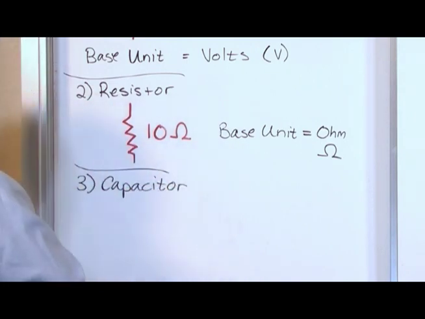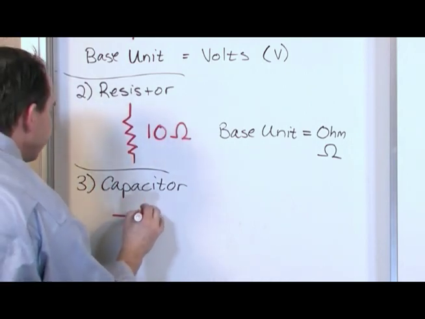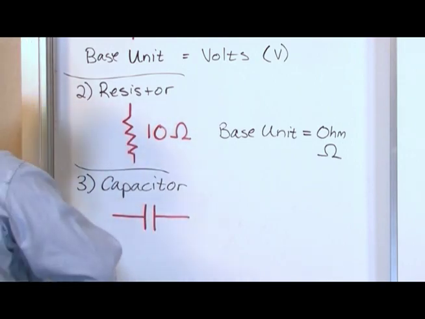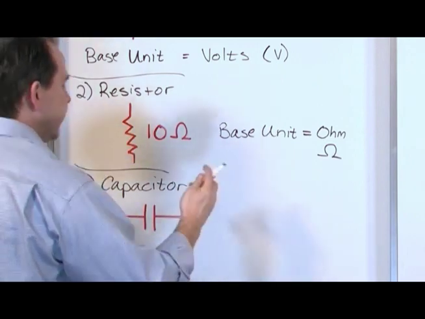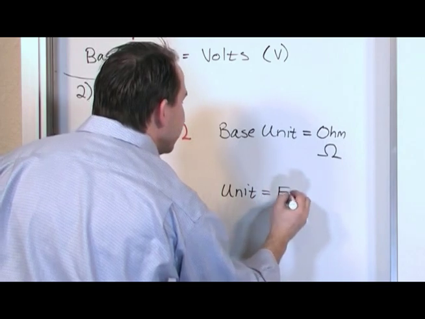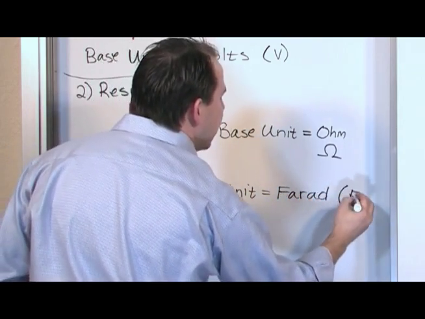Now, the symbol that you'll see most of the time for a capacitor will look like this. It will have two parallel lines, like this. Now, the units, before I show you exactly why this is important, the base unit is the farad. Farad. So you might see that as F.